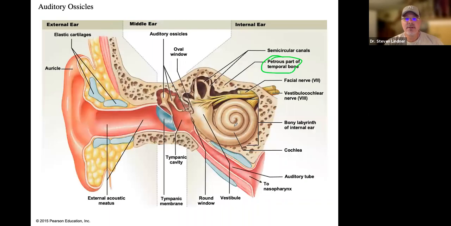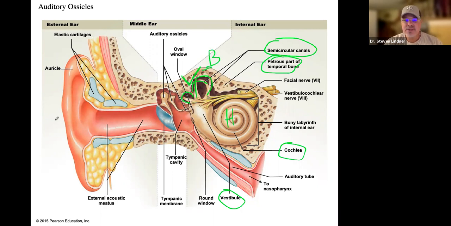So deep to the petrous portion, remember I said it looks like a snail shell? Well, the snail shell is called a cochlea. The part that deals with balance is the vestibular portion. And the vestibular canals are called semicircular canals. They're here, those little tubes that we see hiding out inside. So all of that is deep to the petrous portion. The cochlea deals with hearing, and the vestibular portion deals with balance.